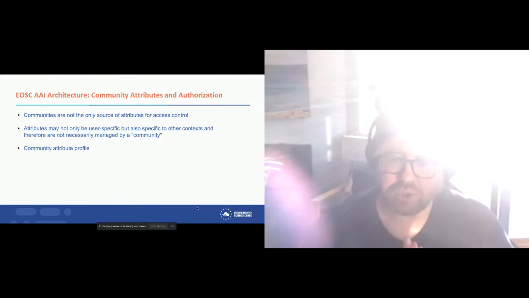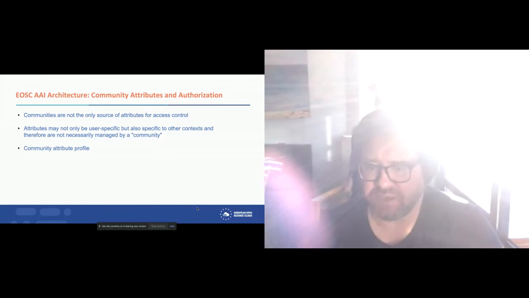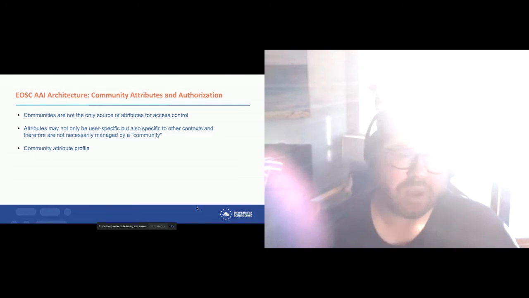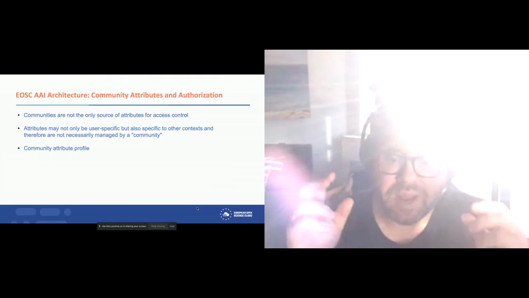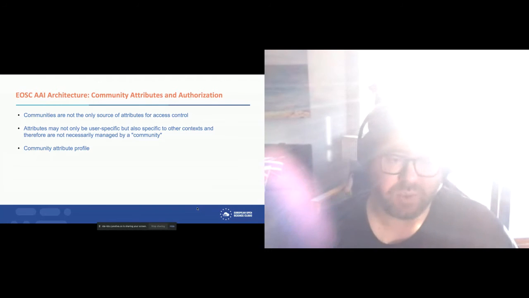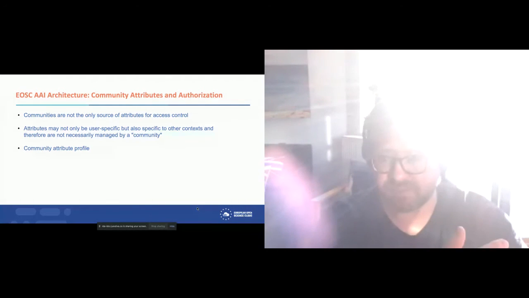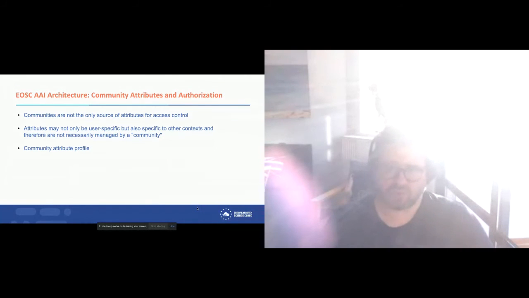Attributes also may not be only user specific, but they might be specific to other contexts and therefore are not necessarily managed by the community themselves. And last but not least, we talk about community attributes, but what are they? What do they compose? How can we make sure across different communities, collaborations, infrastructures to use a common language in terms of the information that we need to share about the individual, to properly identify them, authorize them, and grant them access to the resources.